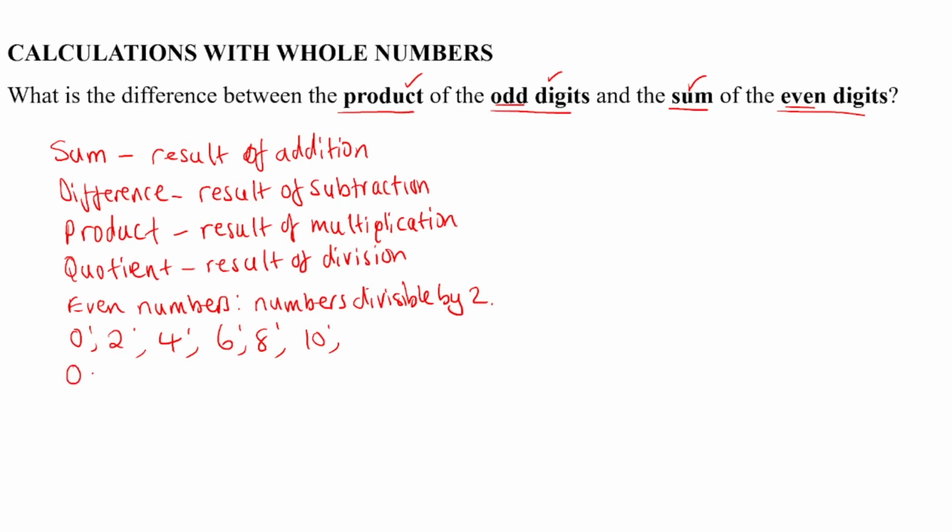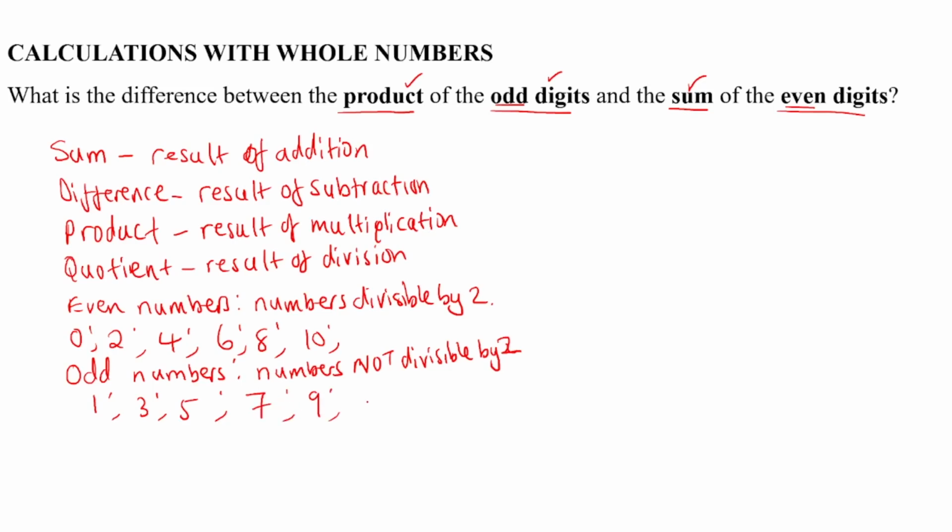And then odd numbers. These are basically the opposite of even numbers. These are numbers that are not divisible by 2. If you divide them by 2, you will get a remainder. Okay. The examples are 1, 3, 5, 7, 9, 11. It goes on like that.